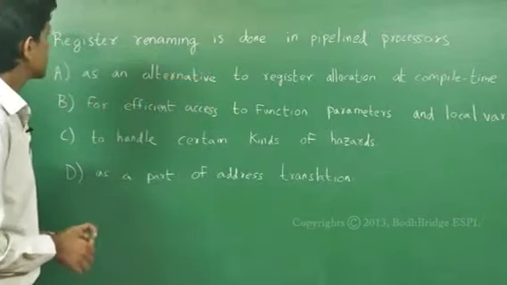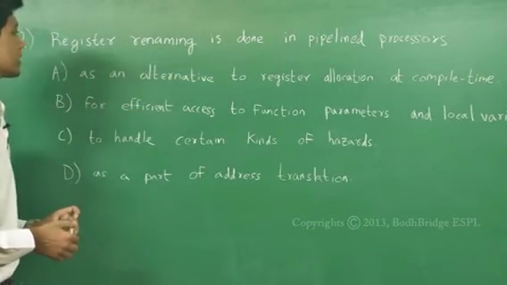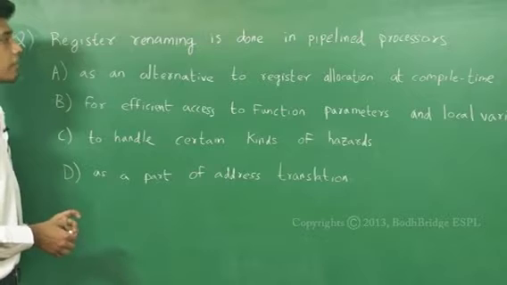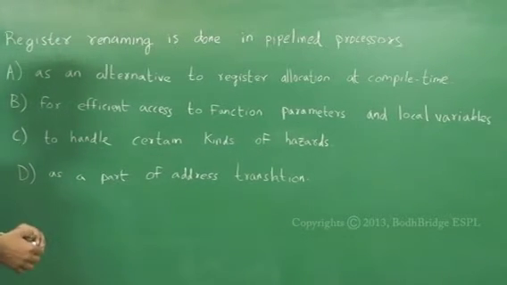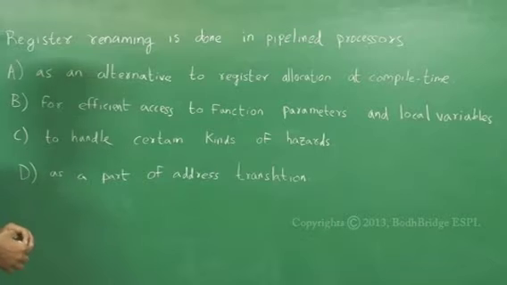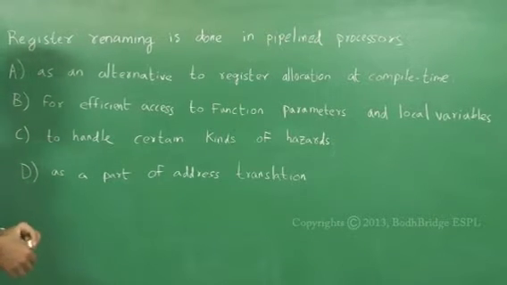The question is, register renaming is done in pipelined processes. Option A, as an alternative to register allocation at compile time. Option B, for efficient access to function parameters and local variables. Option C, to handle certain kinds of hazards. Option D, as a part of address translation.